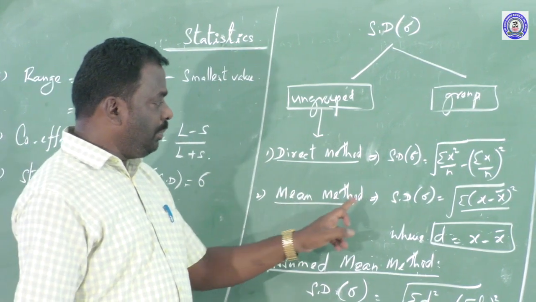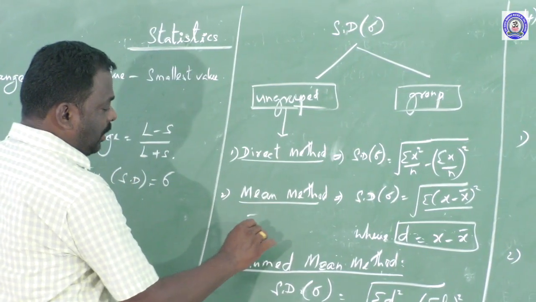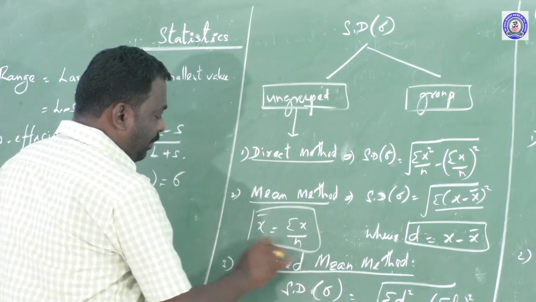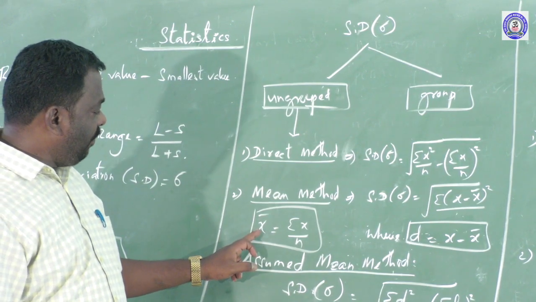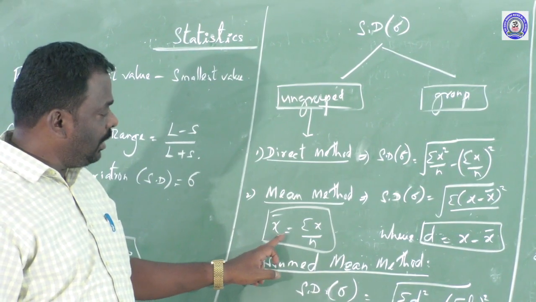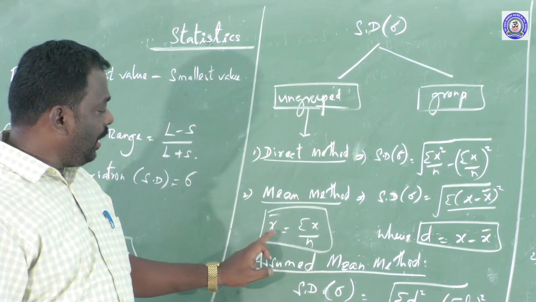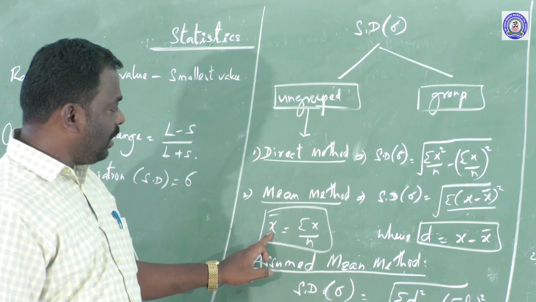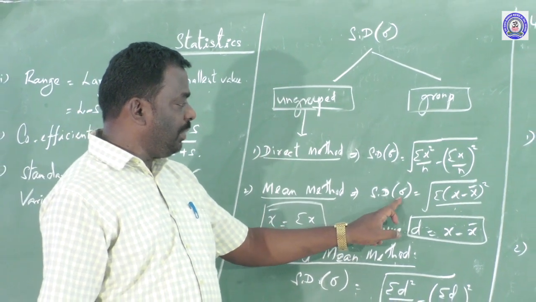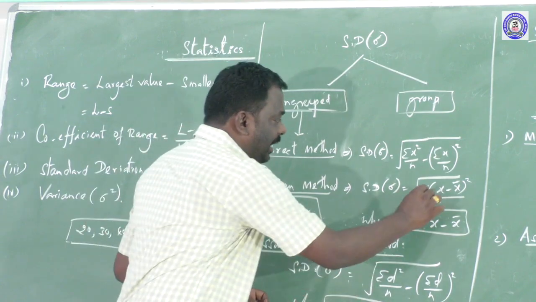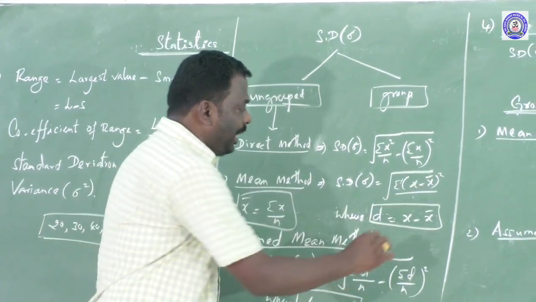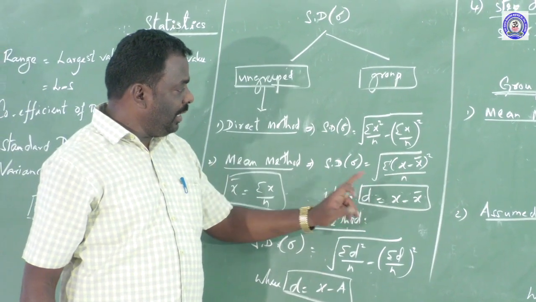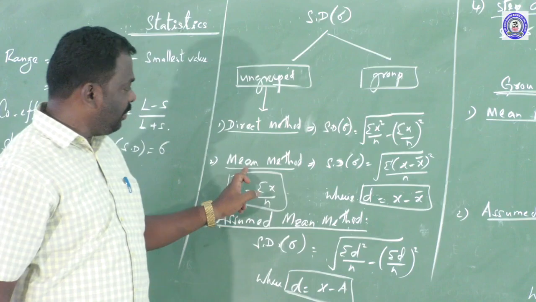And the mean method. The mean is called x bar, which is equal to summation x by n. Summation x by n is called the mean. Applying the mean method, first of all find the mean, then find the standard deviation sigma, equal to the square root of summation (x minus x bar) whole square by n. This is the standard deviation found by the mean method.